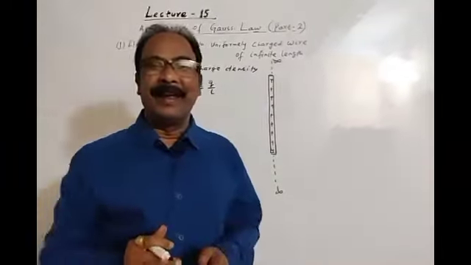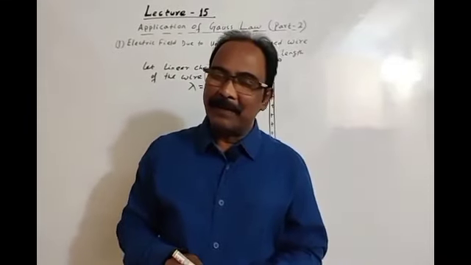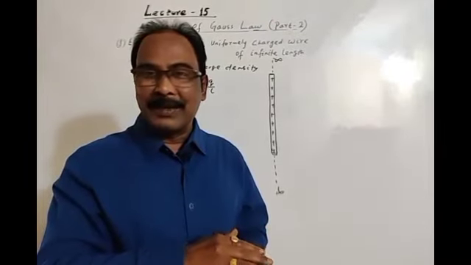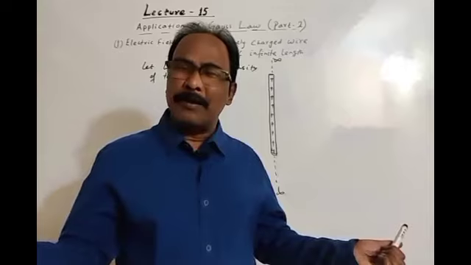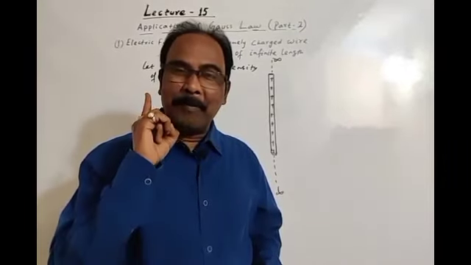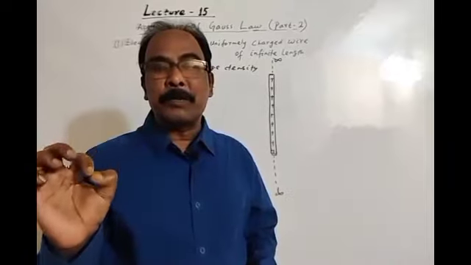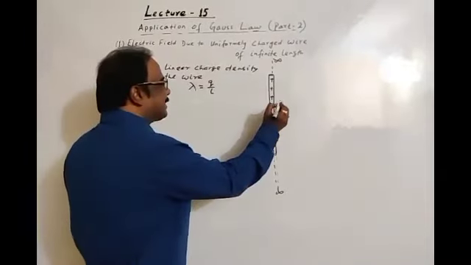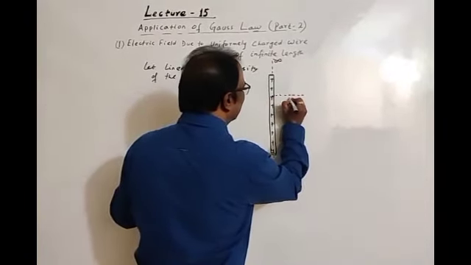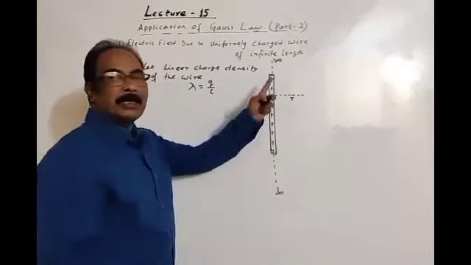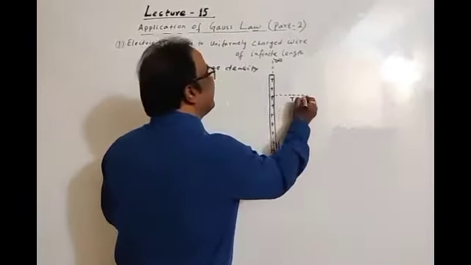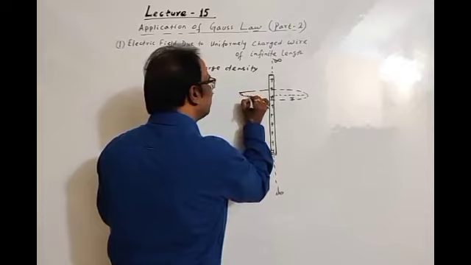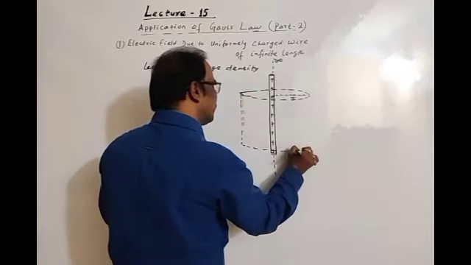The first step to apply Gauss law is to assume a Gaussian surface which must enclose some charge. Let's consider a Gaussian surface at a distance r from the axis of the wire. Then obviously this Gaussian surface will be in the form of a cylinder all around the wire. This is the Gaussian surface.